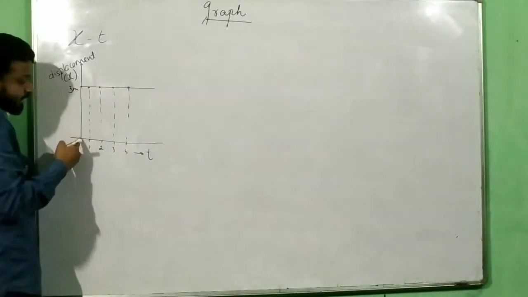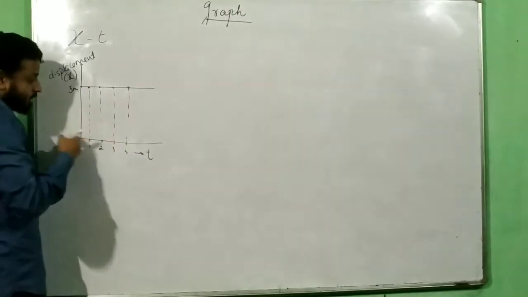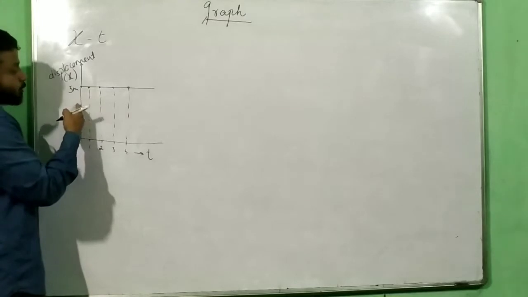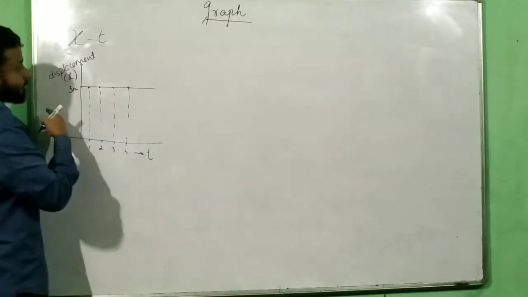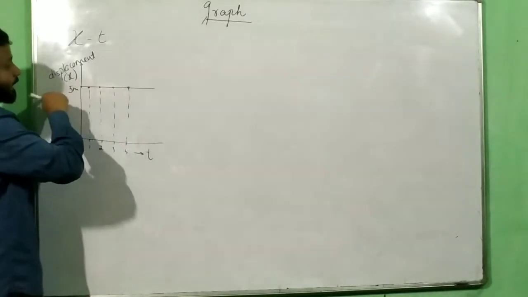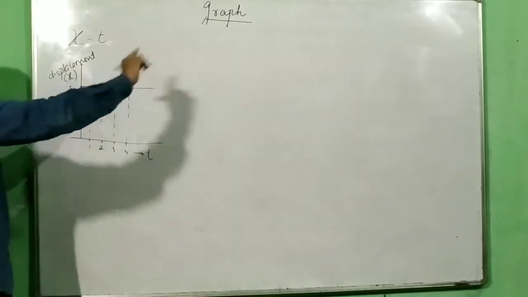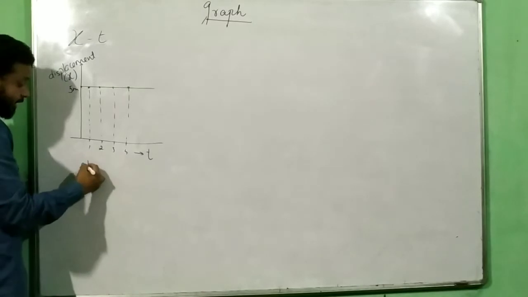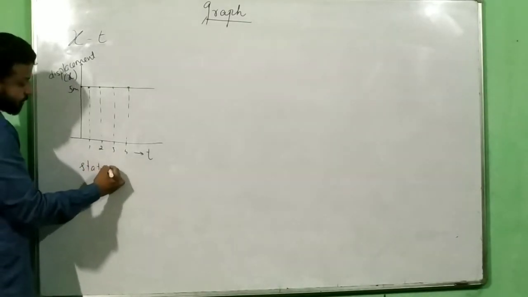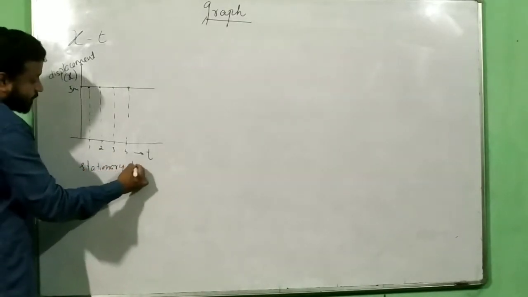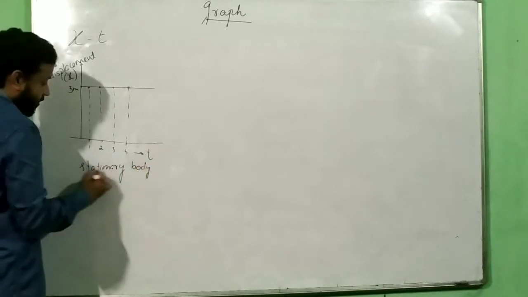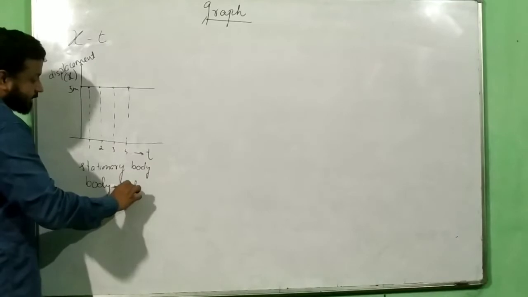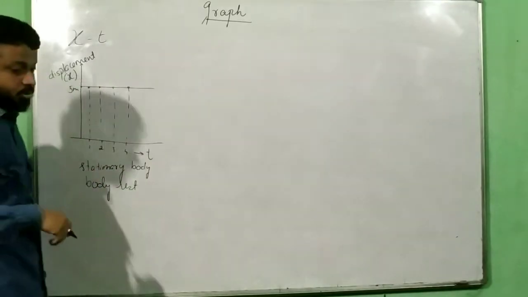It can be stationary at 0 also, then the graph would have looked like this. That means it would have gone over the x-axis. It could have been stationed at 2.5, so it would have gone somewhere here. Right now it is stationed at 5 meters, so it is not moving. This is the kind of graph we call for a stationary body, a body which is at rest. So when a body is at rest, this is how the displacement time graph looks.